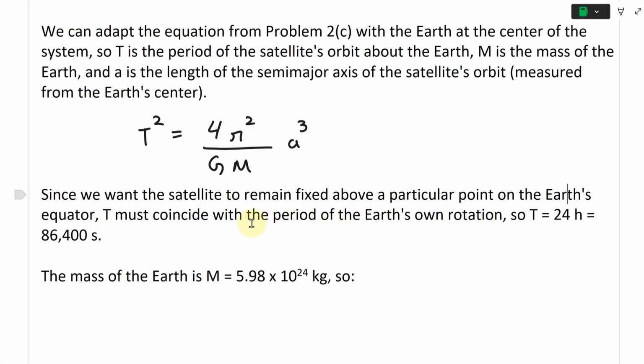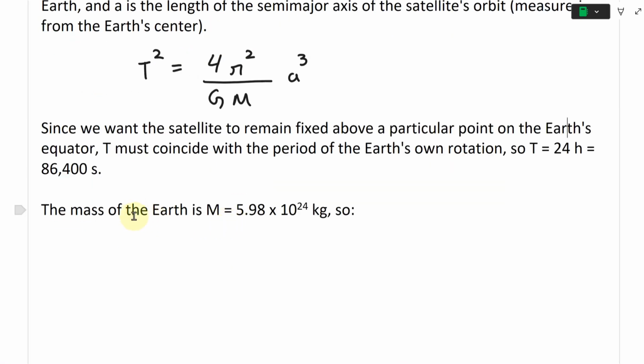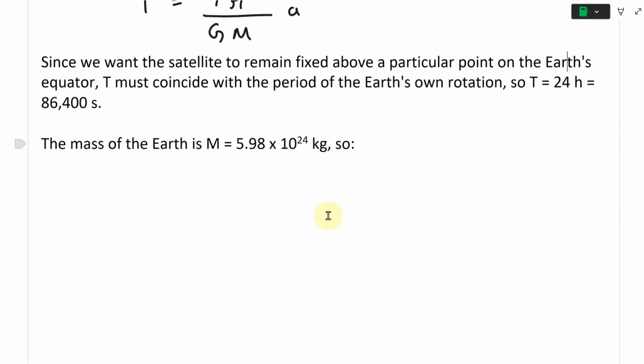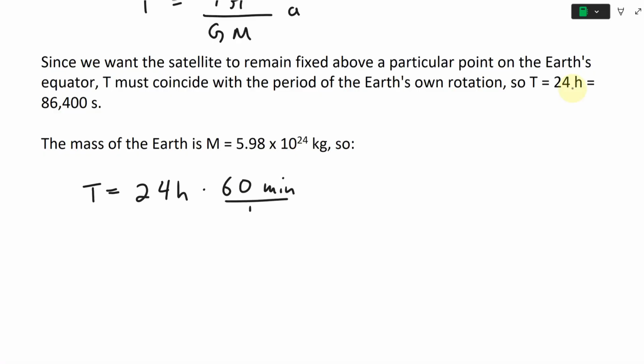All right, so it needs to coincide, and we are given that the mass of the Earth is m equals 5.98 times 10 to the power 24 kilograms. Also, I just want to show this to have completeness of our work. So we have a period of 24 hours. How they get this is basically times it by 60 minutes in an hour, and then times it by 60 seconds in a minute.